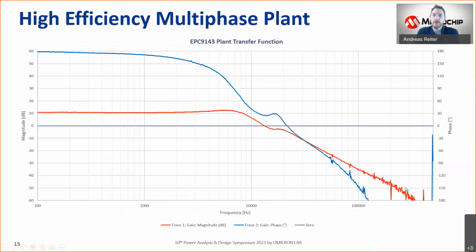And when we are now looking at the plant transfer function of this multi-phase converter, there are more challenges. So here you see a plant measurement of both phases being operated 180 degrees out of phase. What you would expect to find in a non-isolated buck converter is one resonant frequency at its LC resonant frequency. But in a multi-phase converter operated 180 degrees out of phase, you will find a second resonant bump. And that second resonant bump is at twice the resonant frequency.